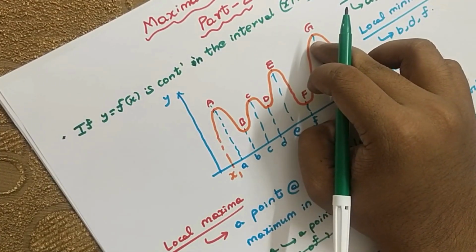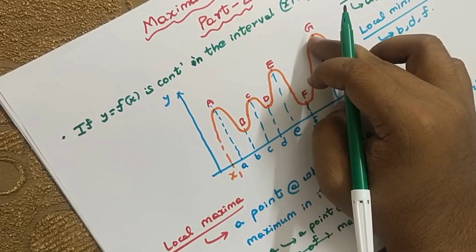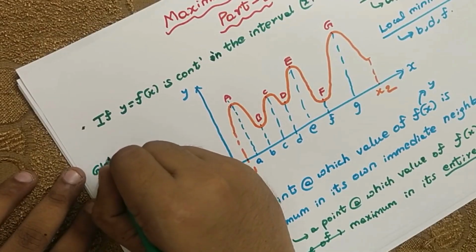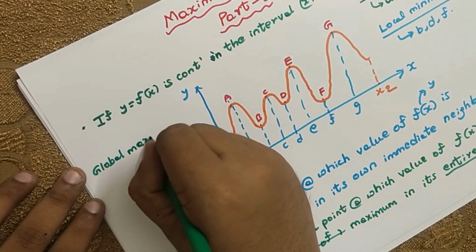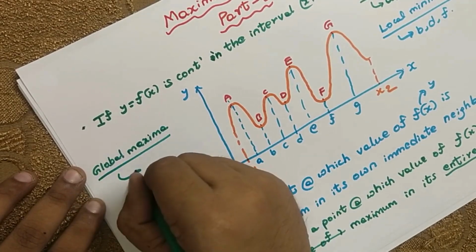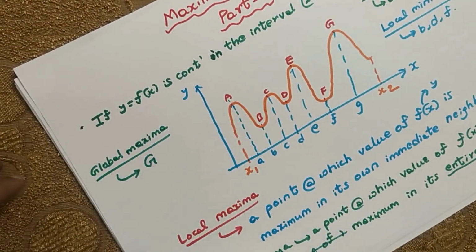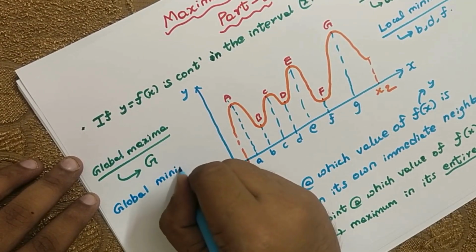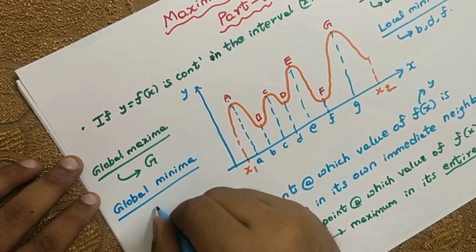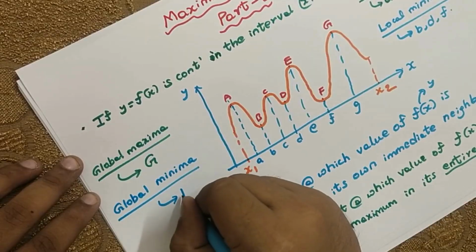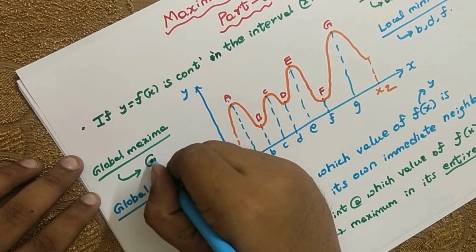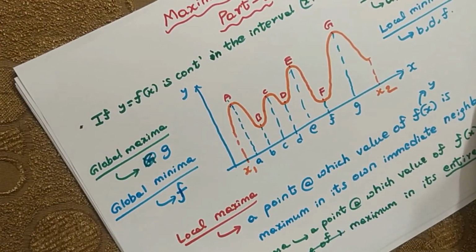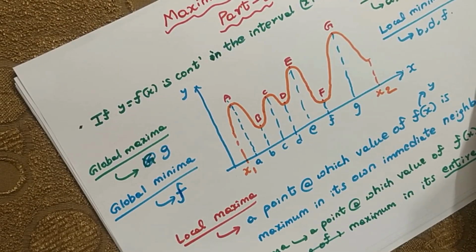So that will be the global maximum value, and the point at which this is occurring is called the global maxima. So the global maxima is g, and similarly the global minima is f. Sorry, this is a value, right? So for the point we have to take small g. Maxima and minima mean points, and maximum value and minimum value mean values of f of x.